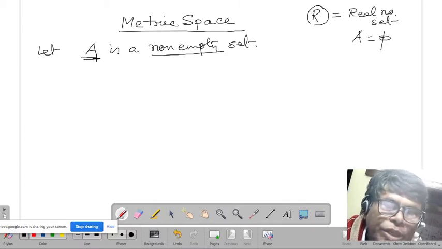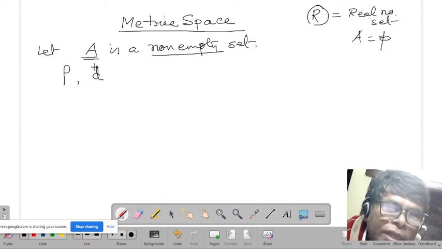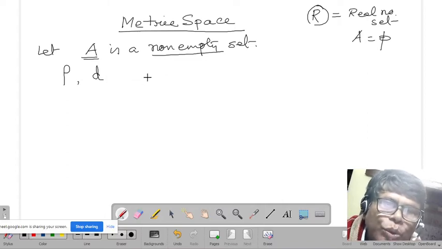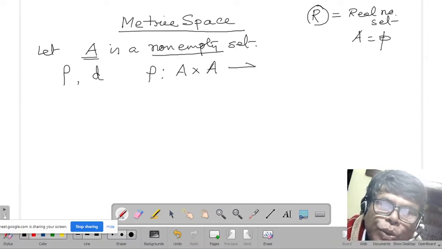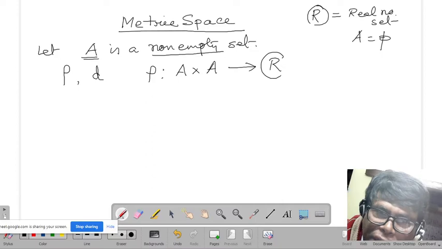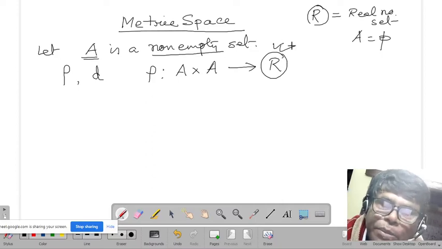Now we define a metric here. We define a function that is called a metric if it has some properties. In some books you will get it as rho, or in some books as D. I shall use rho or D, whatever it is. Let us use rho. So rho is a mapping from where to where? From A cross A to always the real number set. This is very important.